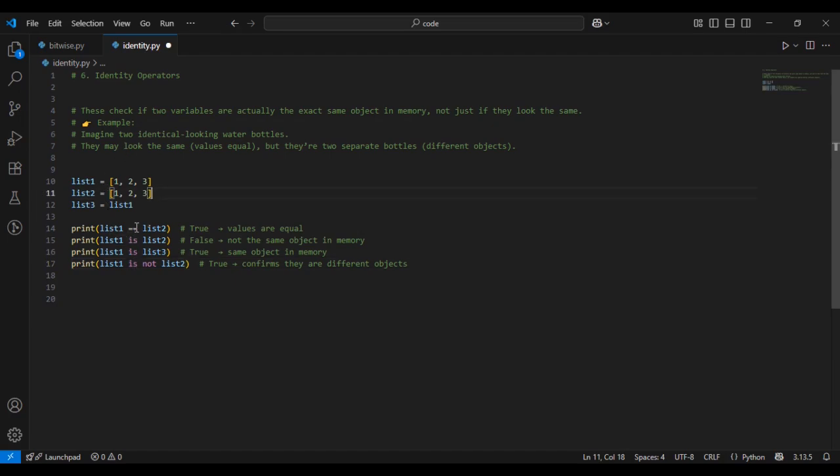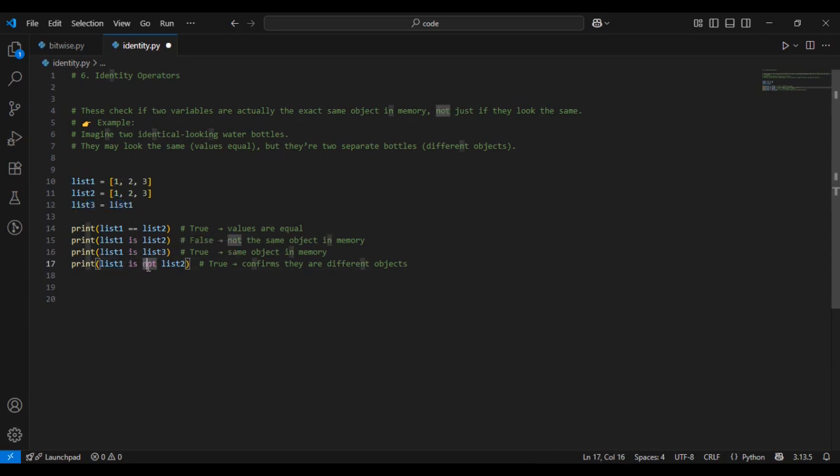If we check list 1 is list 2, that will be false because even though they have the same values, they don't occupy the same memory locations. But if we create a reference, list 3 equals list 1, we actually didn't create a separate object, we just referenced it. So if we print list 3, it will reference list 1 in the memory location and print it. So if we check list 1 is list 3, it will be true because both these variables hold the same value in the same memory location.